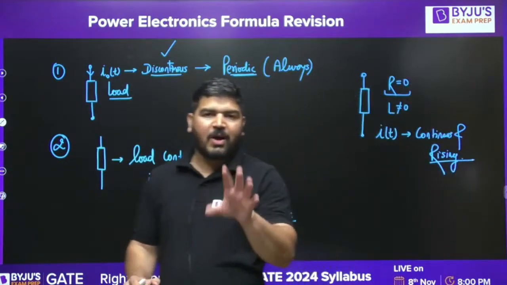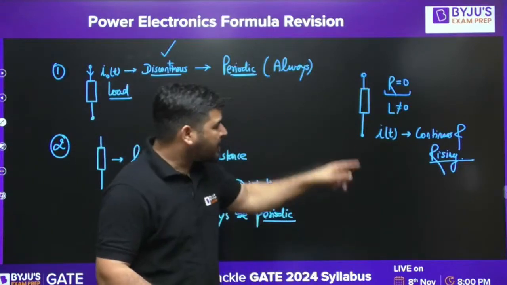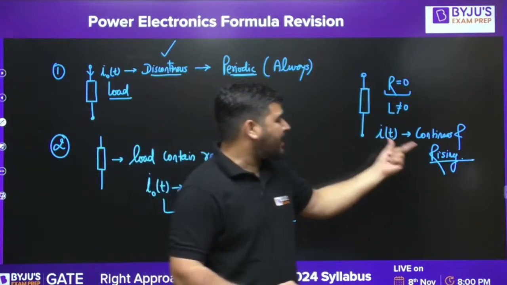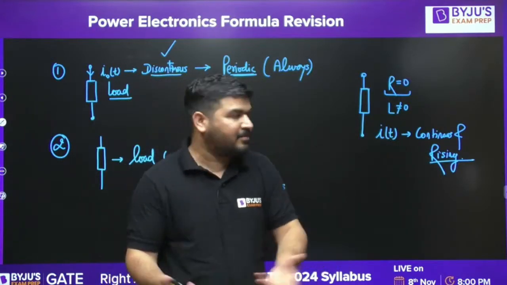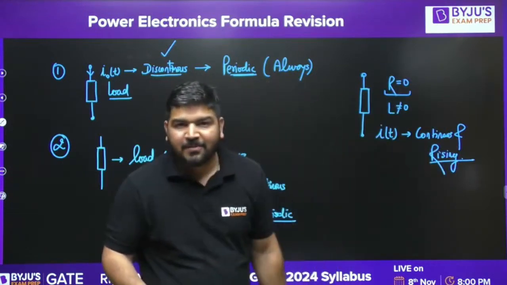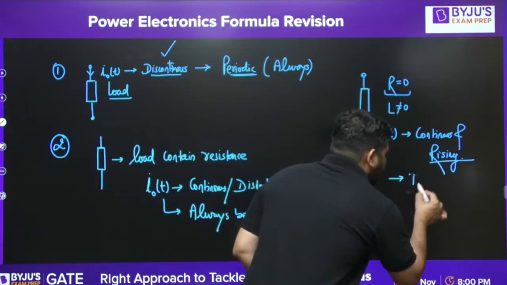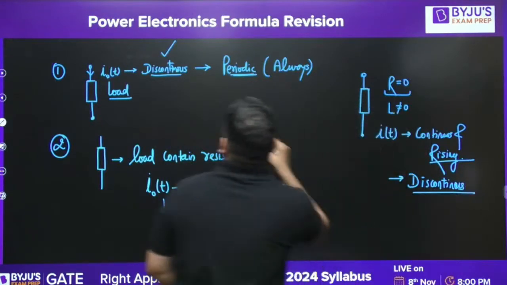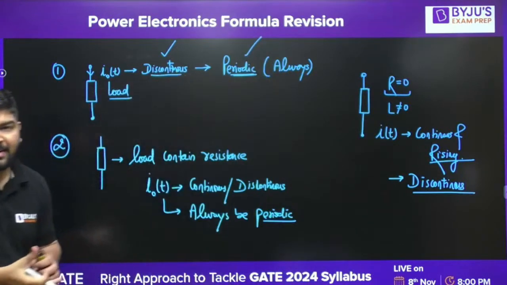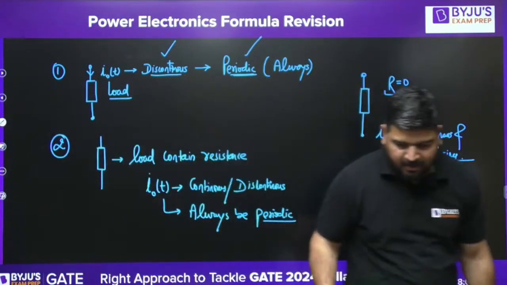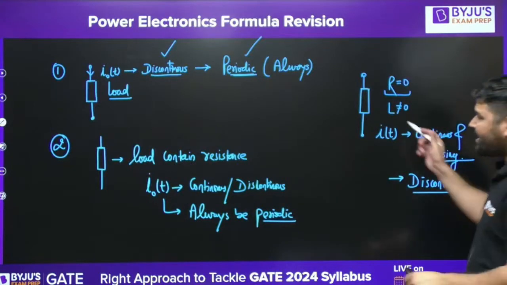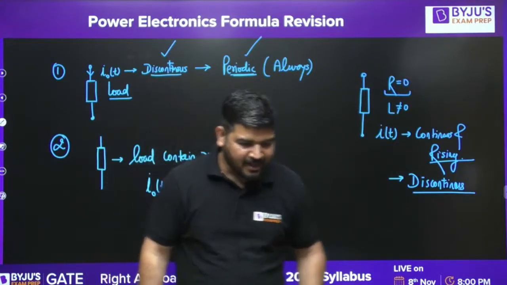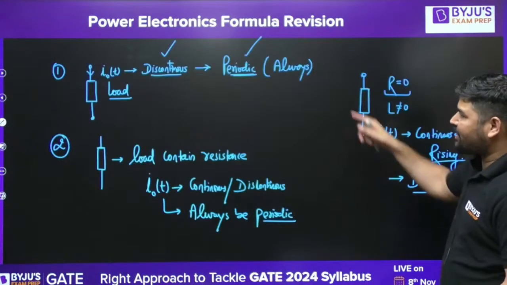Okay, you have to remember these points. But if the load is pure L or LE type of load, then it might be possible that the current is rising and continuous, or it may be possible that the current is discontinuous. If the current is discontinuous, it will always be periodic. Remember this point. So there are these points that you have to be careful about.